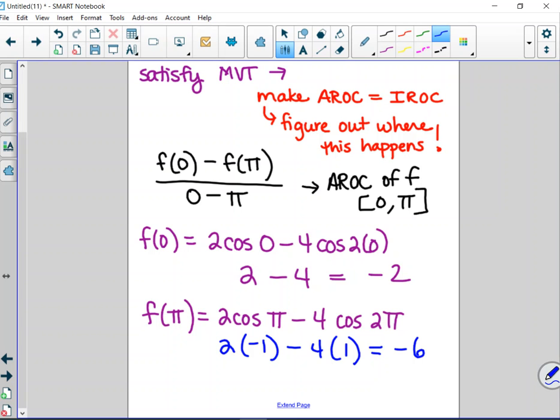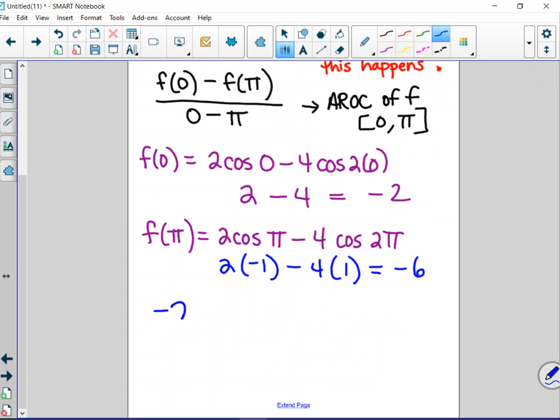You gotta watch, if you're gonna use your calculator, you gotta close those parentheses when you take the cosine of something. So 2 cosine pi, close your parentheses, minus 4 cosine 2 pi. Yeah, all right. So negative 2 minus negative 6 over 0 minus pi is 4 over negative pi. I'm not going to worry about a decimal approximation for that. I could get one if I wanted it, but I'm just going to leave it like that.